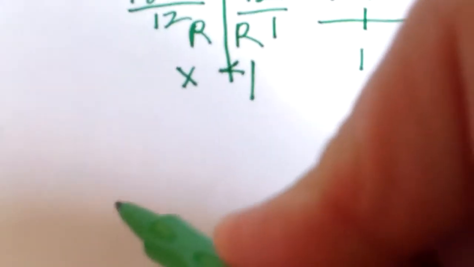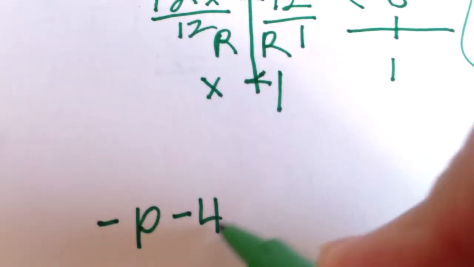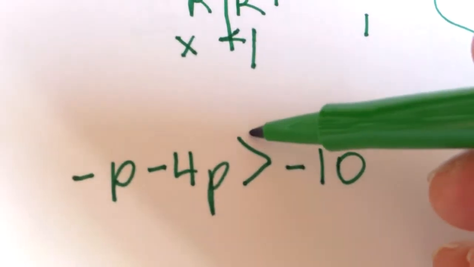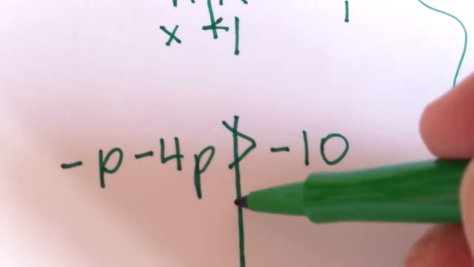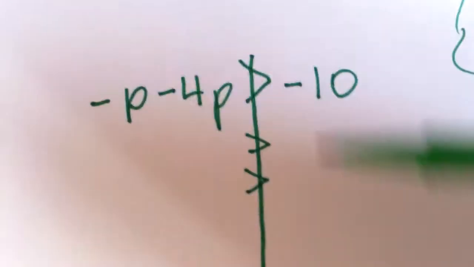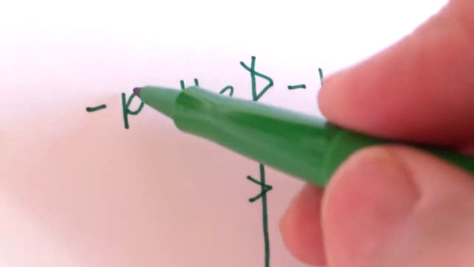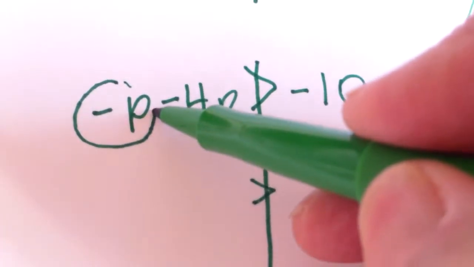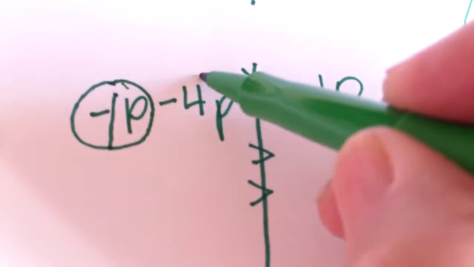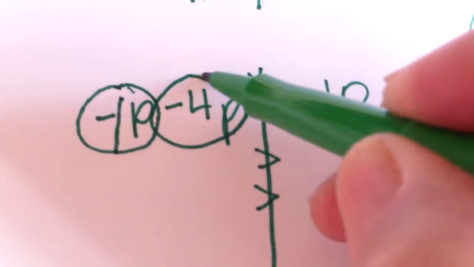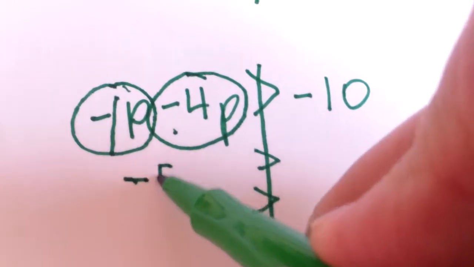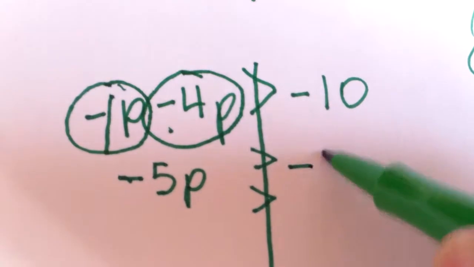Negative p minus 4p is greater than negative 10. Be darned. Fish hooks. Don't forget the random rule. Okay, I need to, oh, I can combine these. This is confusing sometimes. How many negative p's is this? It's 1 negative p, isn't it? And this is 4 negative p's. Well, how many stinking negative p's is that altogether? Nobody's getting married, so that's 5 negative p's, and on the right we have negative 10.